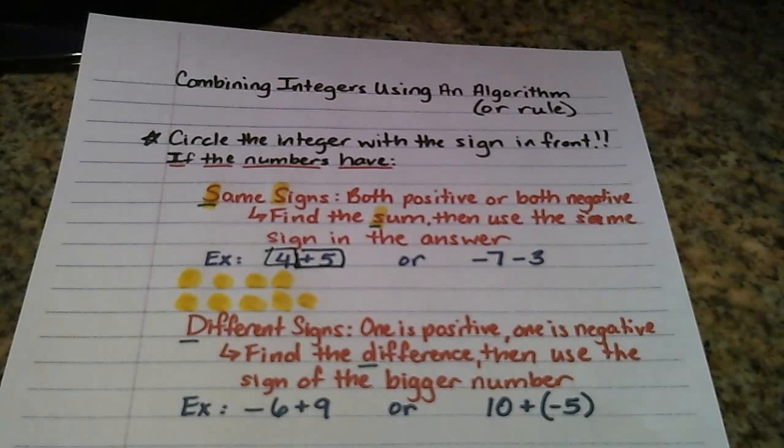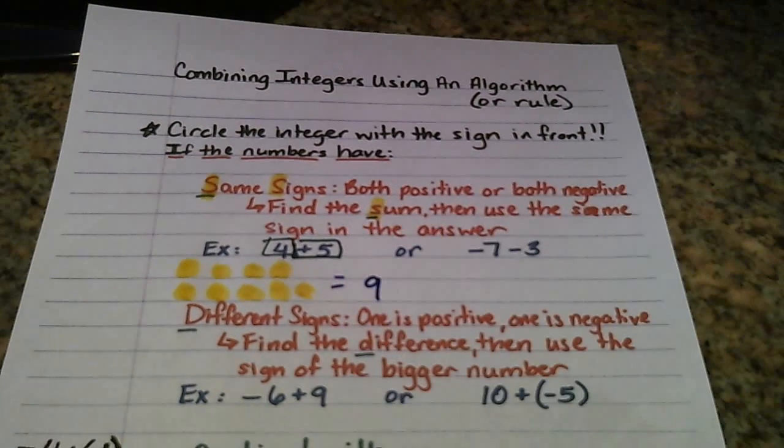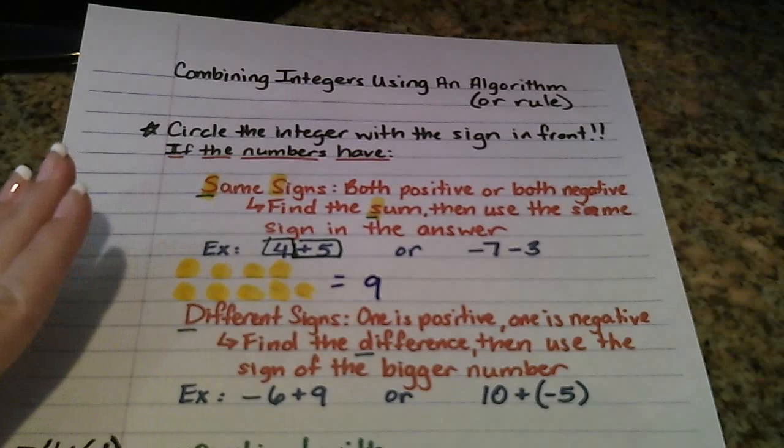Now the reason why I'm taking the sum of these two numbers is because I'm combining yellow chips with even more yellow chips to come out with a total of 9 yellow chips. And yellow chips meaning positive, so my answer for positive 4 combined with a positive 5 would be a positive 9. Now let's take a look at the negative side of this.